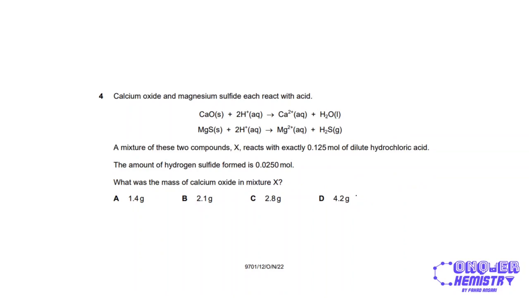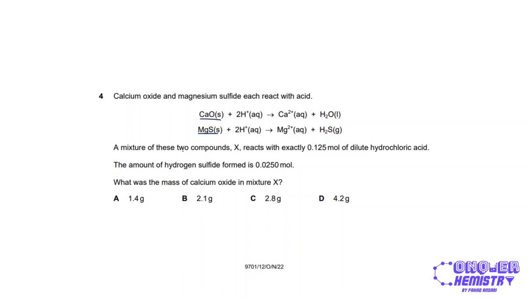Now this question over here is another moles question, but this is not as easy as it might look. All right. So we need to take this stepwise. We need to have a structured approach to this question. So listen up. Over here we have 2 reactions. We have a mixture of calcium oxide and magnesium sulfide that react with hydrochloric acid.